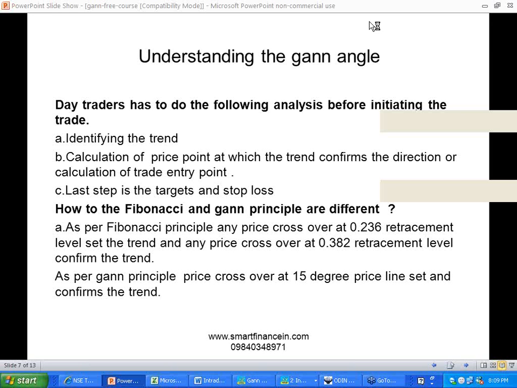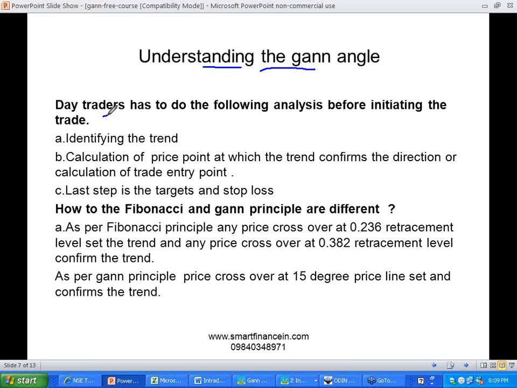In this presentation, I am going to describe the Gann angle principle. We will be utilizing the Gann angle principle for our intraday trade as well as for making short-term investment trade decisions. Before that, we will understand the Gann angle and how to utilize it for the intraday trade.